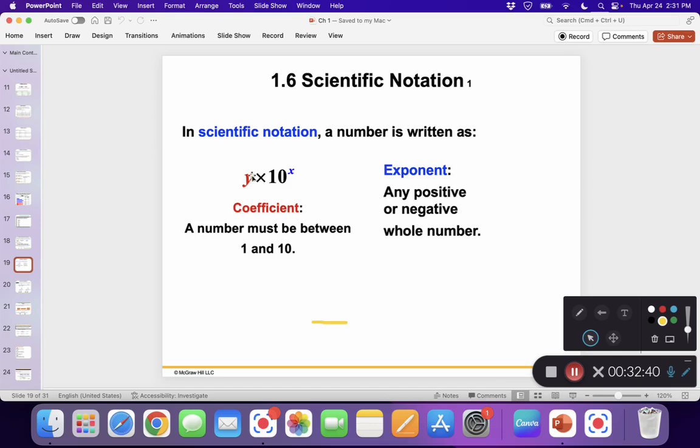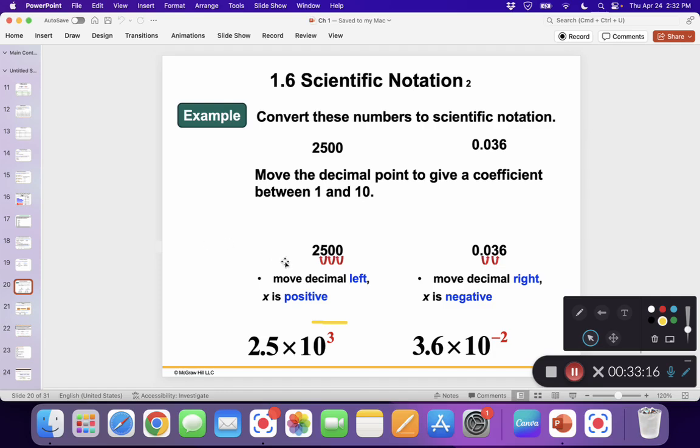The scientific notation has 2 parts. We have some coefficient, and then times 10 to the power x. X could be any positive or negative number. X has to be a whole number. And the coefficient should always be a number between 1 and 10. It cannot be larger than 10. It cannot be smaller than 1. Okay, so with that rule, let's see how to convert.